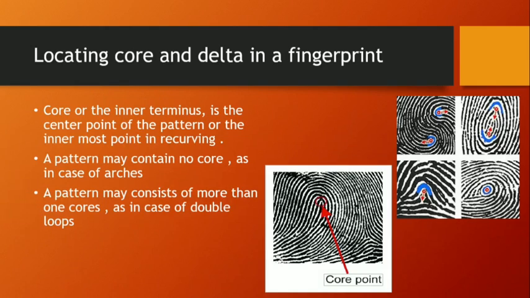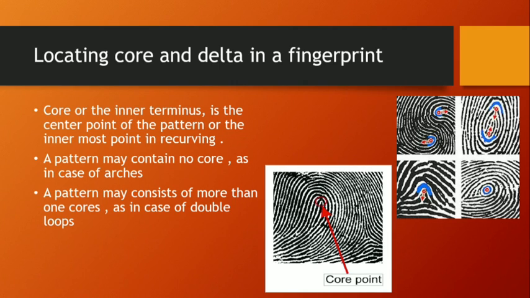Locating core and delta is the most important thing in a fingerprint. So what is a core? A core is the center point of a pattern area. A pattern can consist of no core or numerous cores, as in the case of arches and double loops respectively. A delta is a region of bifurcation or divergence of ridge forms.